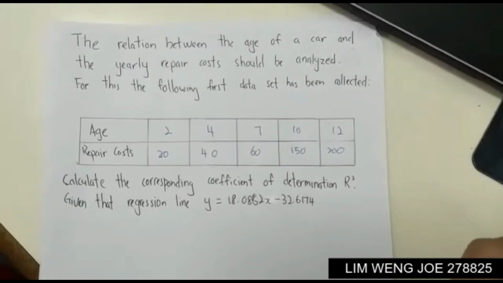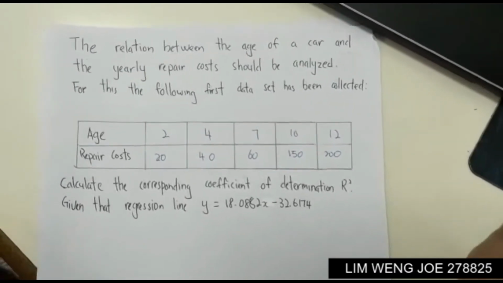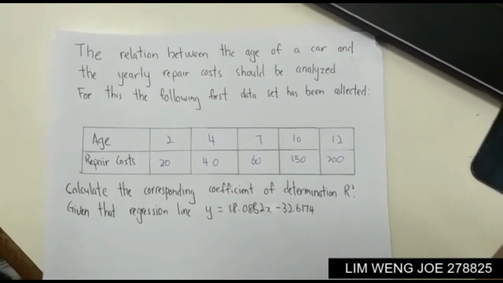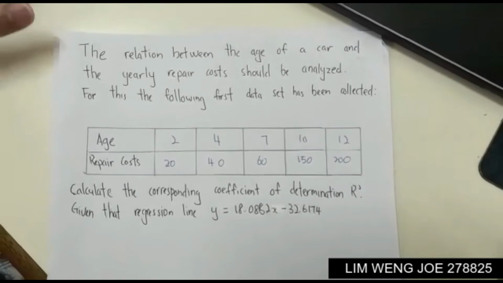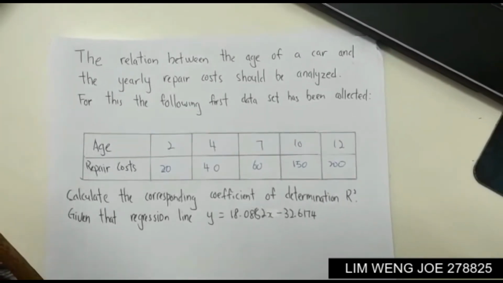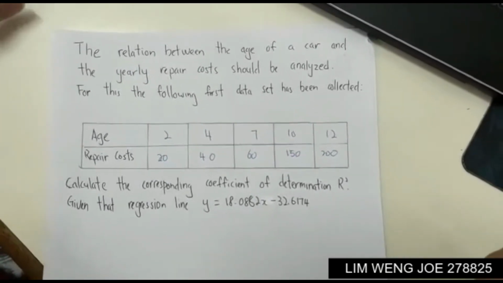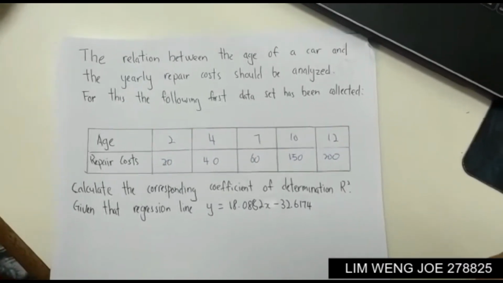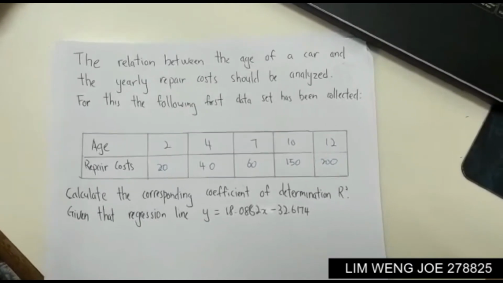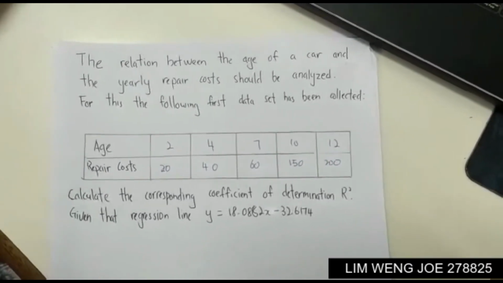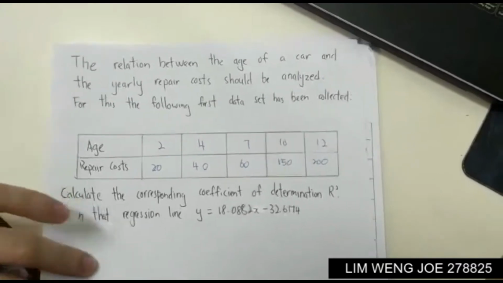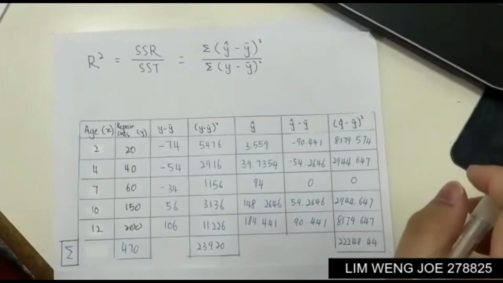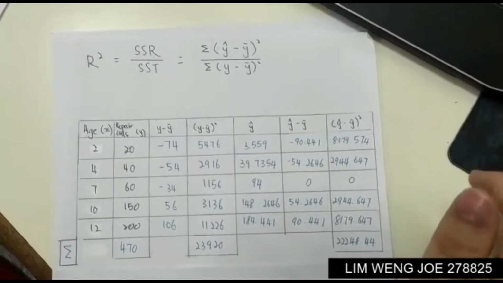Let's look at this question. The relation between the age of a car and the yearly repair cost should be analyzed. For this, the following data set has been collected with variables of age and repair cost. Calculate the corresponding coefficient of determination R squared, given that the regression line is y equals 18.0882x minus 32.6174. The formula of R squared equals SSR over SST.